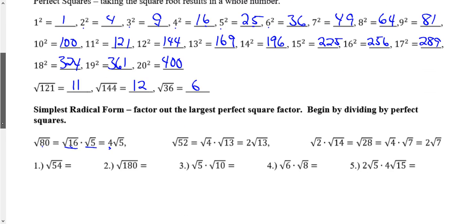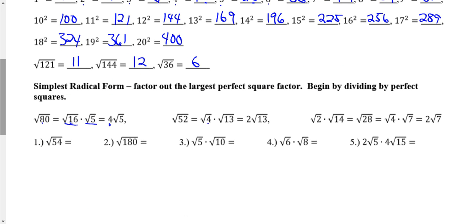So for 52, the largest perfect square factor is what? 4. 4 times what gives you 52? What is it? 13, you mean? So I can rewrite the square root of 52 as the square root of 4 times the square root of 13. What's the square root of 4? 2. 2 square roots of 13. So the 13 stays under the square root, right? Because it's not a perfect square. We don't take it out of there and get some obnoxious decimal. We leave it in there, right? But the perfect square comes out.